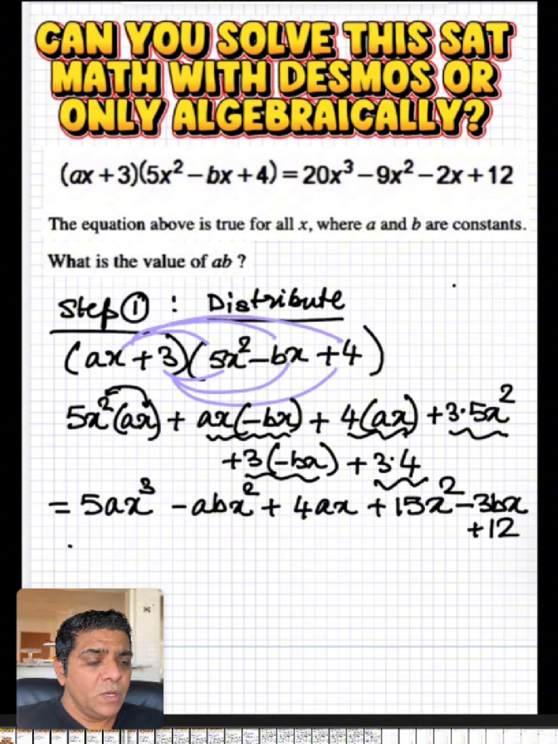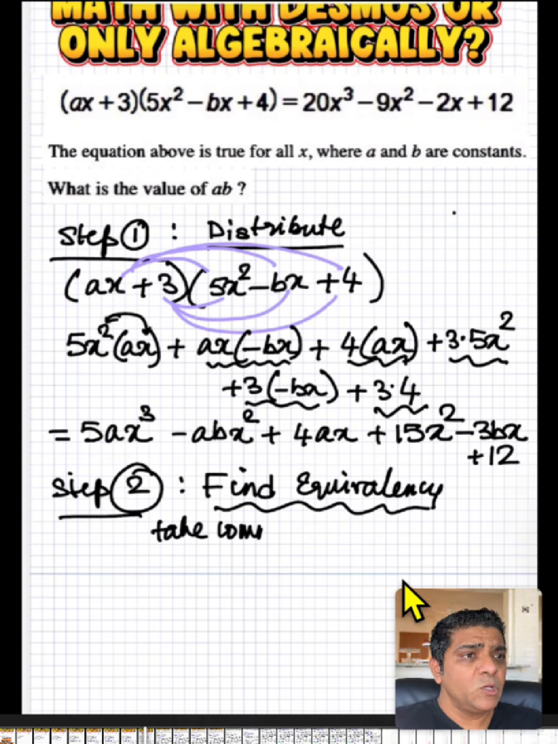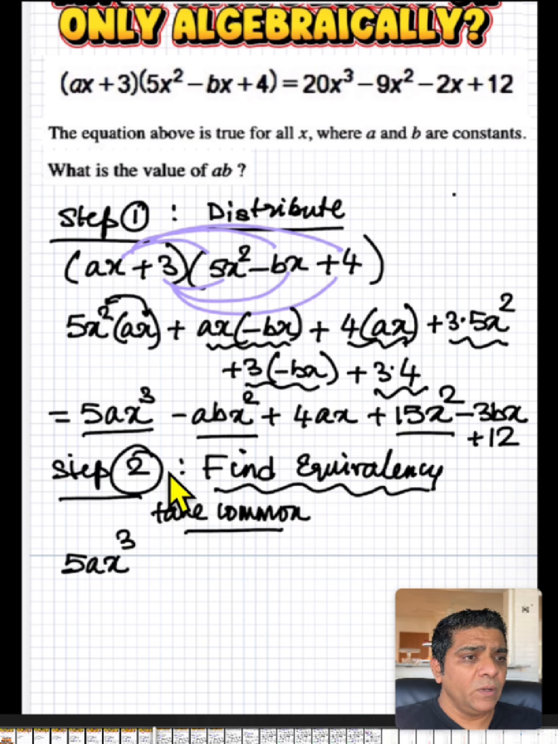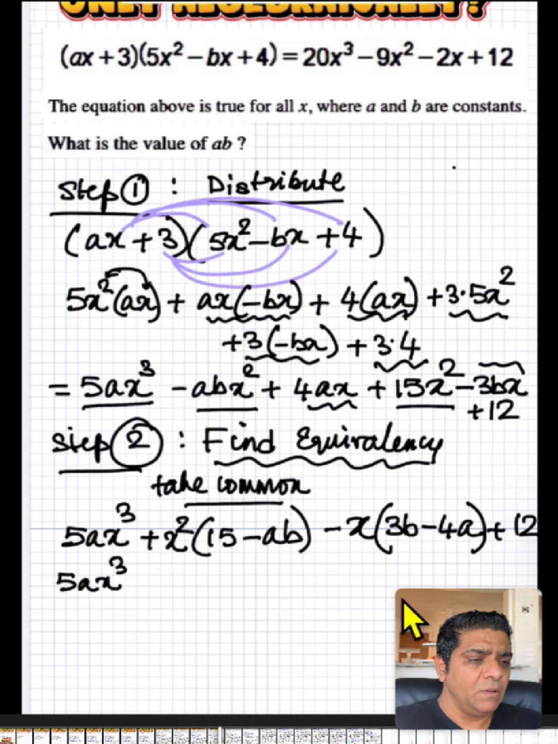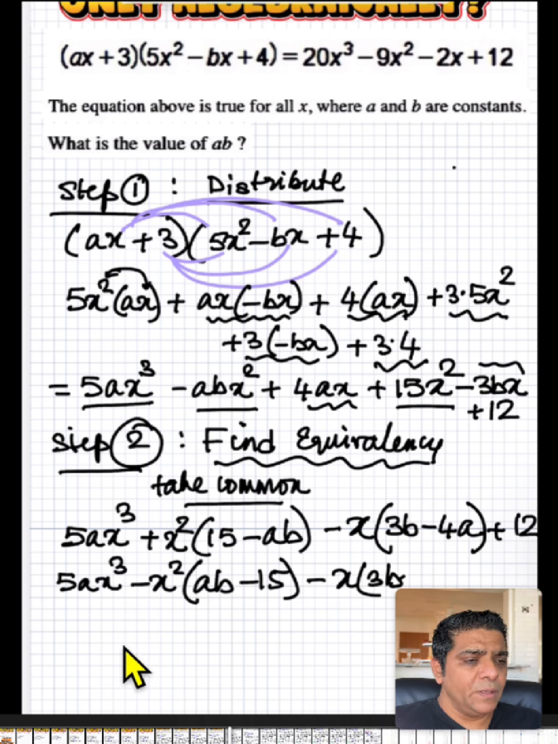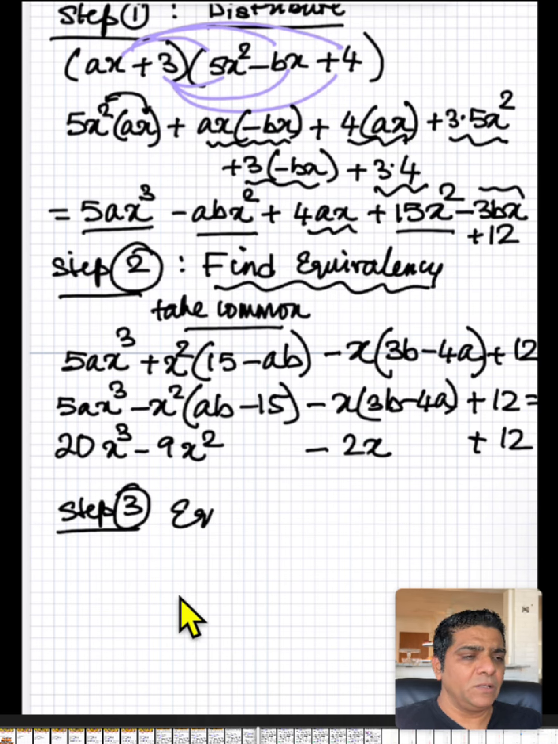Okay, very good. Now we are going to try to find some equivalency between this and this. So let's take common factors. For the x squared terms, we take x squared common, and we get 15 minus ab. Then we can take negative x common between these two terms, and we get 3b minus 4, and then plus 12. I'm going to write this as negative because we have a negative here. Then I'm going to write the original, the one on the right-hand side, below that, so we can take equivalency.